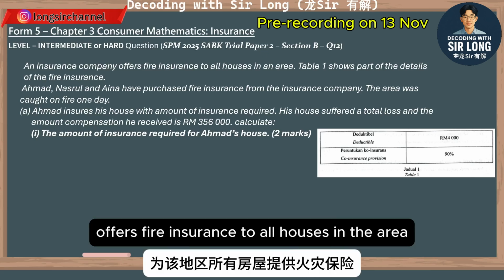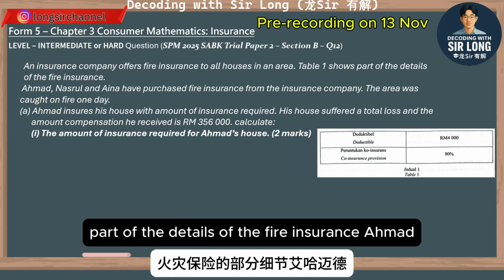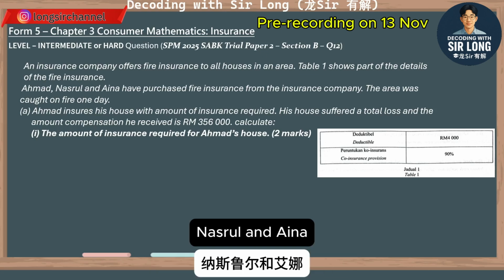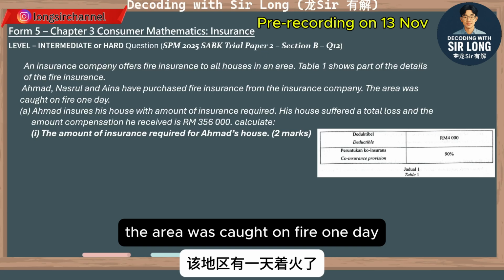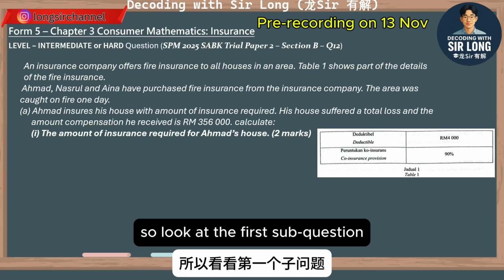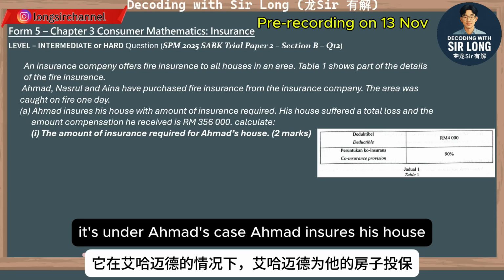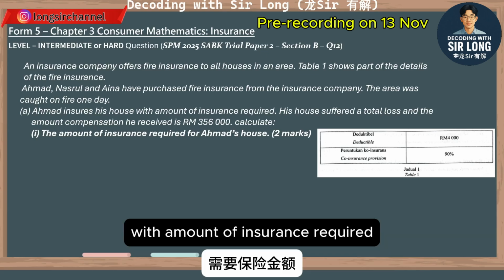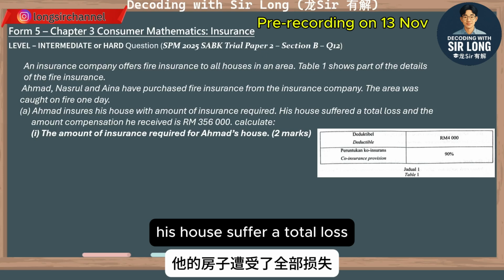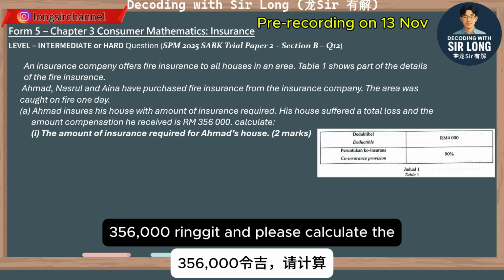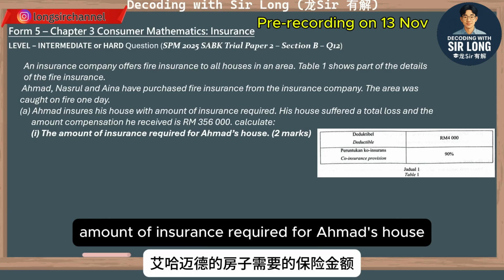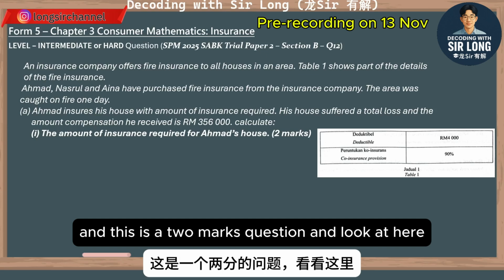An insurance company offers fire insurance to all houses in an area. Table 1 shows part of the details of the fire insurance. Ahmad, Nasrul, and Aina have purchased fire insurance from the insurance company. The area was caught on fire one day. So look at the first question. It's under Ahmad's case. Ahmad insures his house with the amount of insurance required. His house suffered a total loss and the compensation he received is 356,000 ringgit. Please calculate the amount of insurance required for Ahmad's house. This is a 2 marks question.